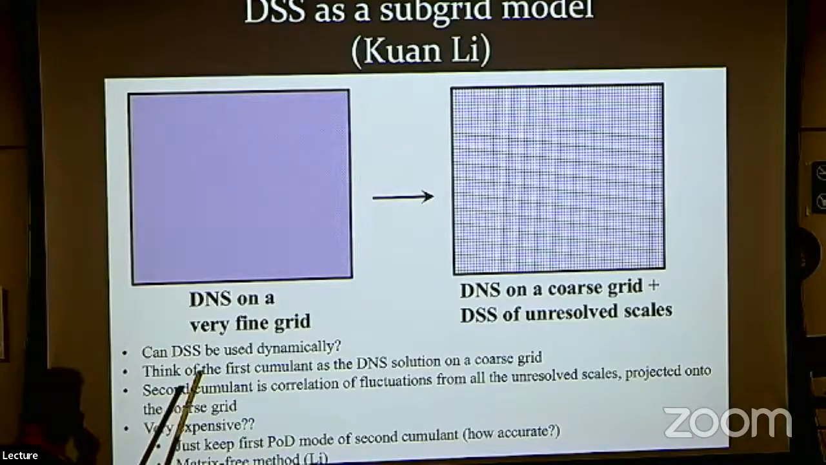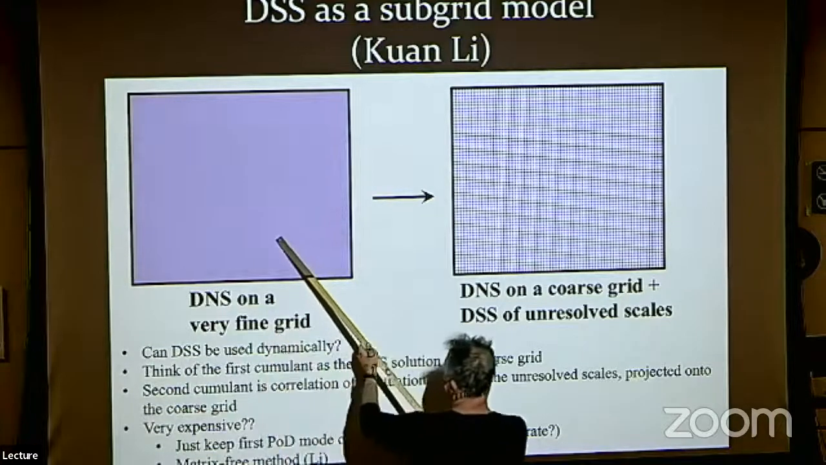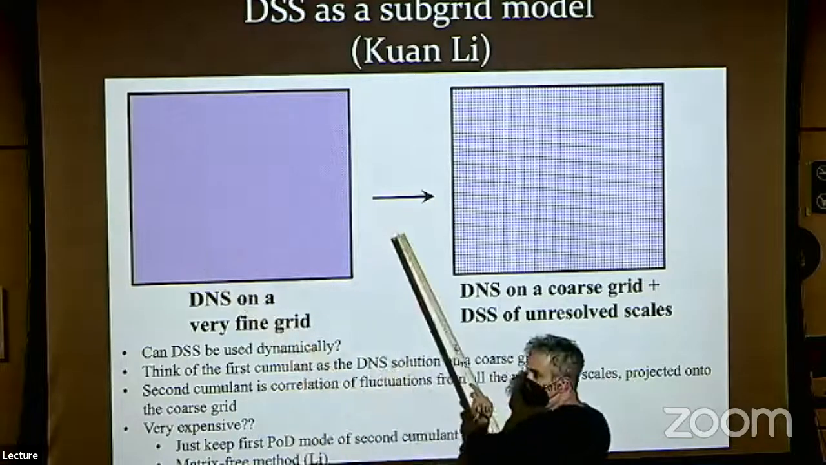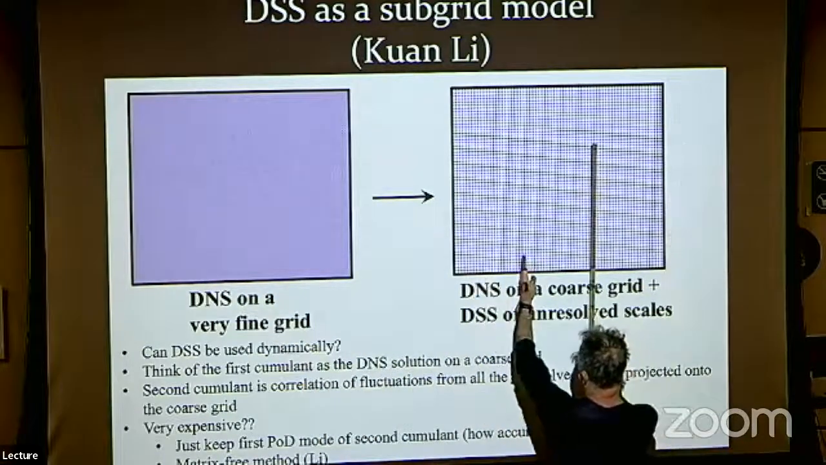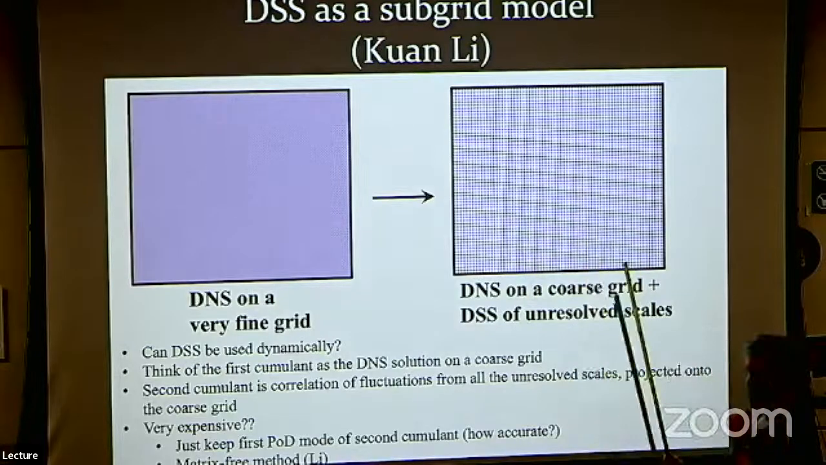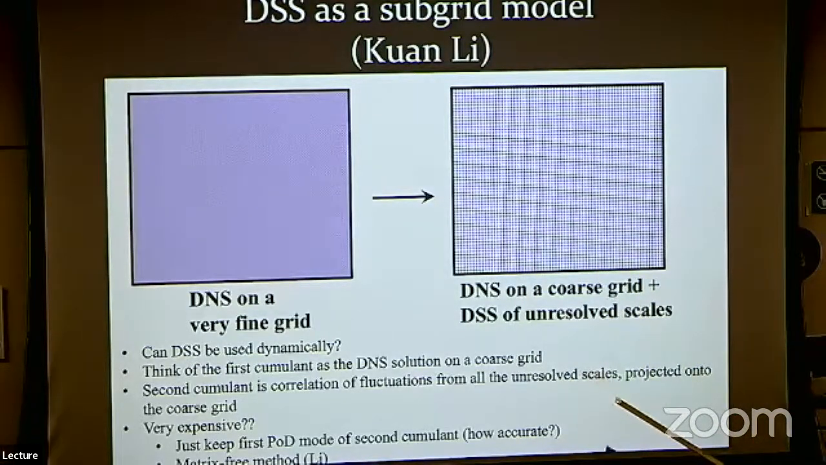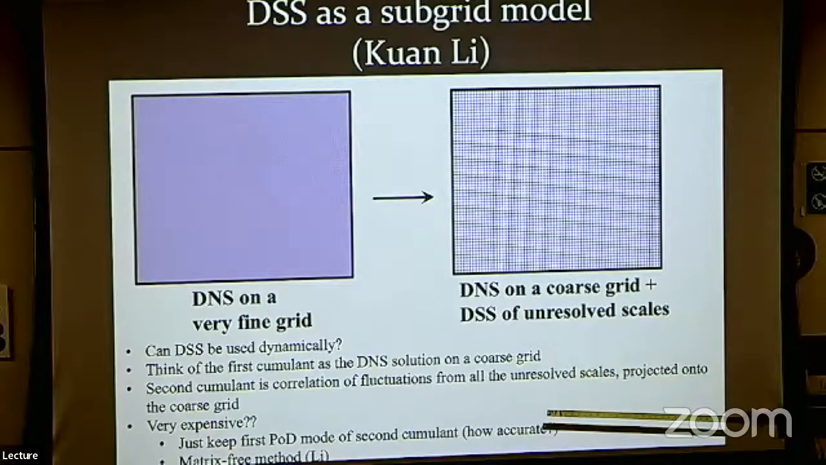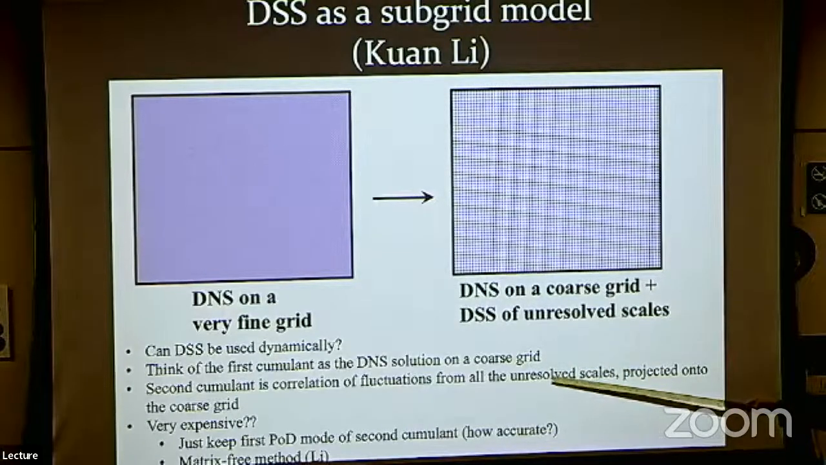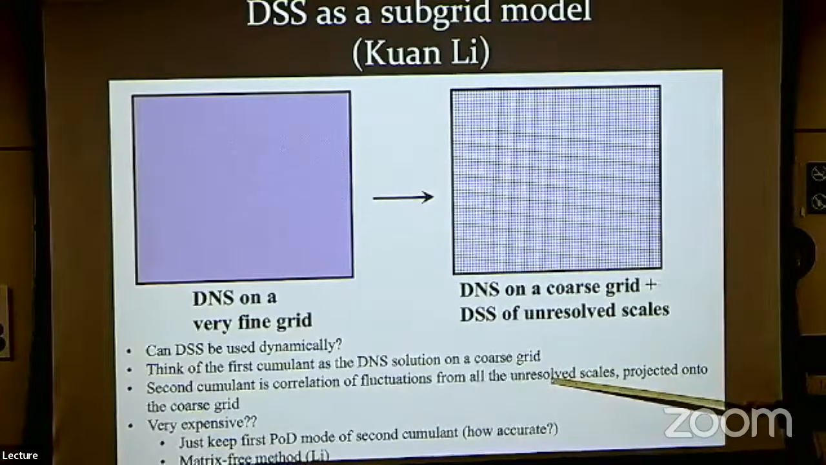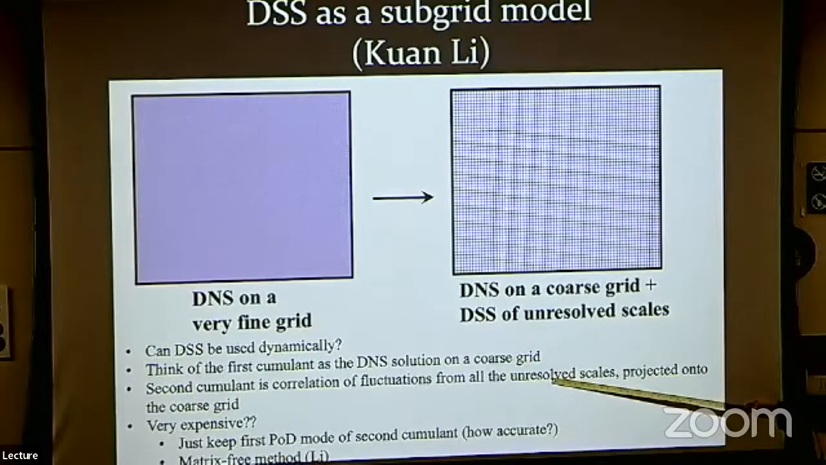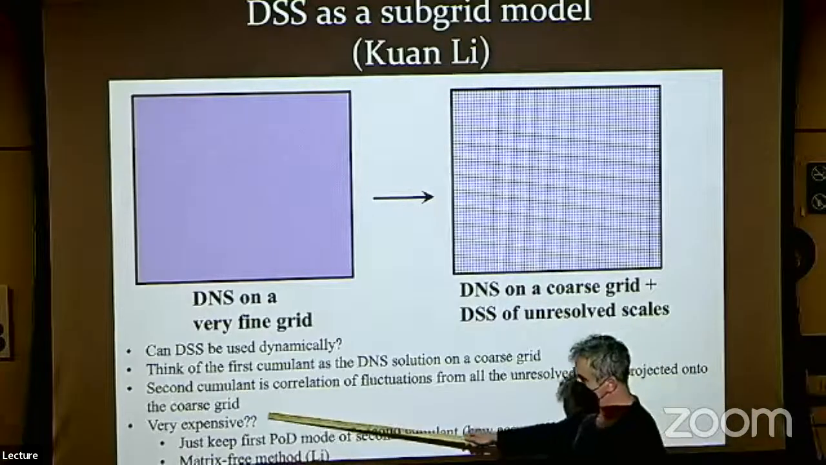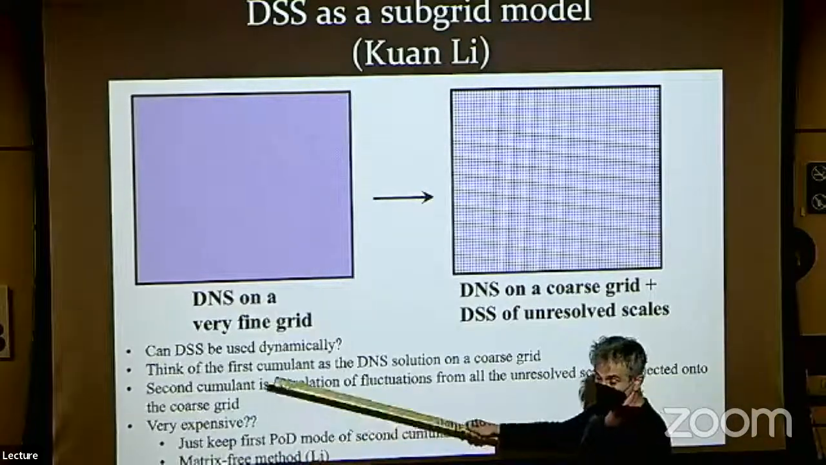If you're doing this, what you're thinking of doing is taking something on a very fine grid, doing DNS on a coarse grid, and then letting DSS take up the slack, as it were, and try and do the rest. So I'm going to think of the first cumulant as the DNS solution on the coarse grid, and the second cumulant then is the correlation of fluctuations of all the resolved scales projected onto the coarse grid. Yeah. So this is very expensive. This would be very expensive if you kept the full second cumulant.